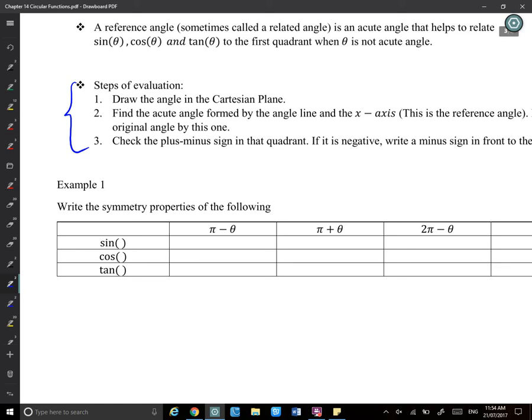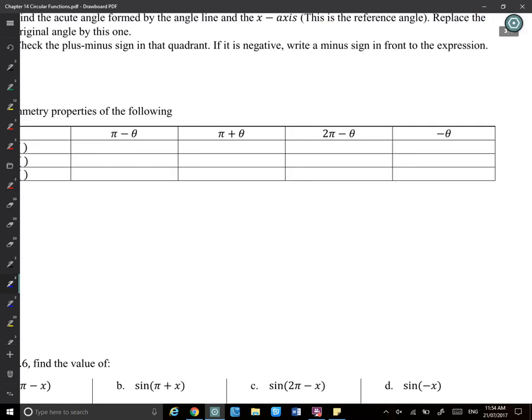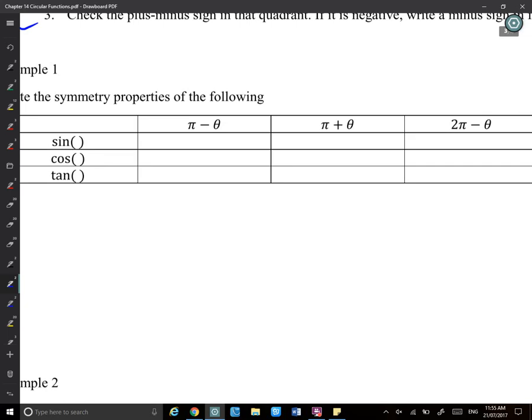So have a think. There are 4 symmetrical angles: pi minus theta, pi plus theta, 2 pi minus theta, and minus theta. There are 4 angles, and you have 3 trigonometry ratios for each of them. So there are 12 formulas. You are not going to remember 12 formulas. I'll give you a method, and you can find out by yourself. So let's have a think about pi minus theta.